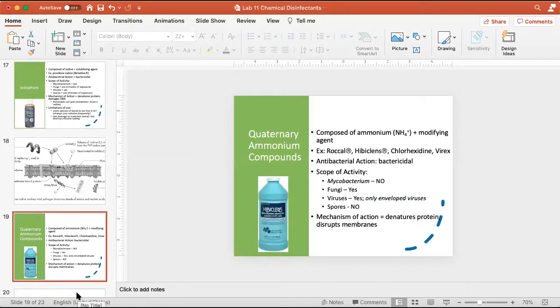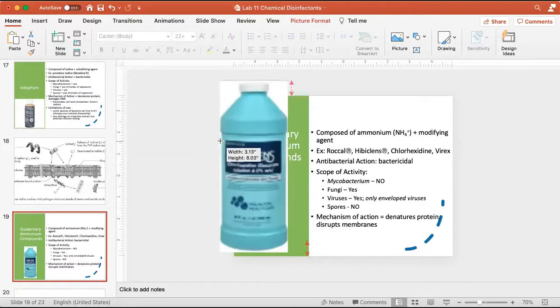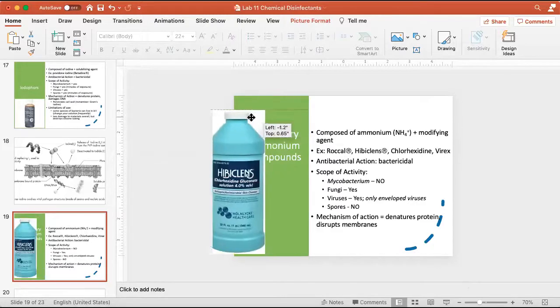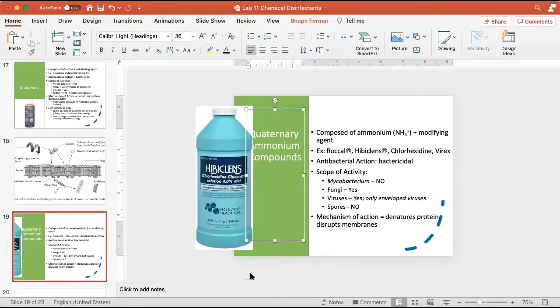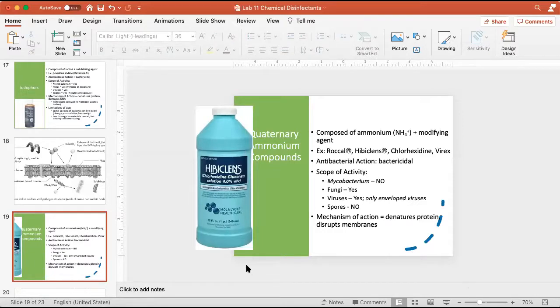The last group of chemicals on our list are these quaternary ammonium compounds. This is one brand name of one of these compounds called Hibiclens. You may have seen this. You may have bought this because it's commercially available now. These compounds, like the alcohols and the iodophores, can be used as antiseptics. They're very commonly used as antiseptics now. Hibiclens is a brand you'll often see in healthcare settings.